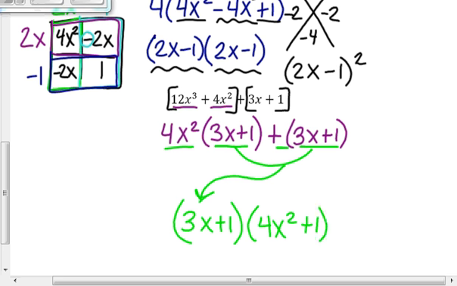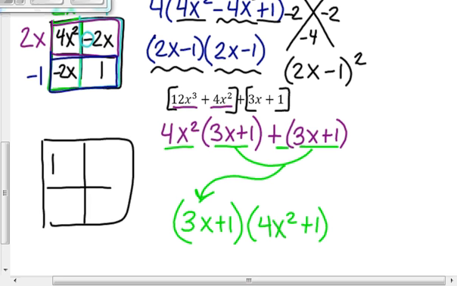The other way of doing this is using the box method. Fill in what you have. First term in the first box, just like when we did the above factoring, last term in the last box, and then your 2 middle terms, it doesn't matter which position you put them in. So I could put 4x squared here or down here, it doesn't matter, and then my 3x.